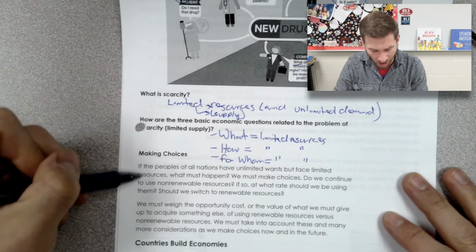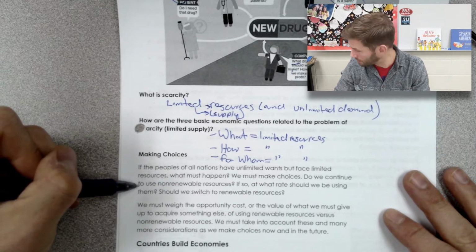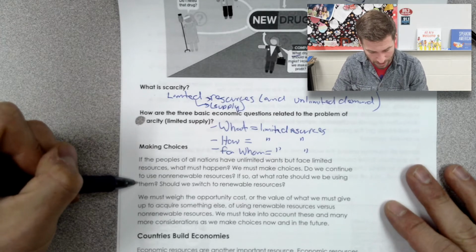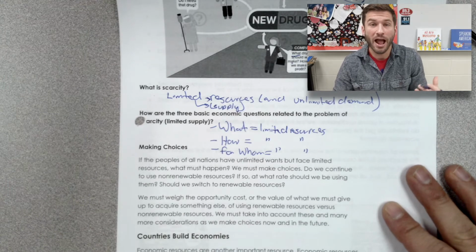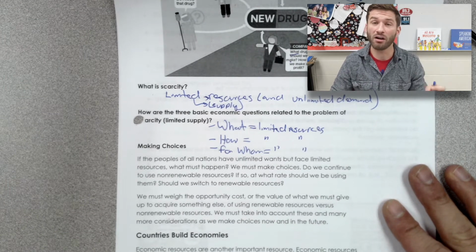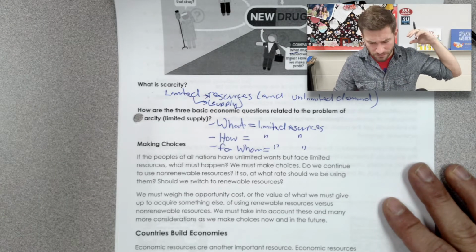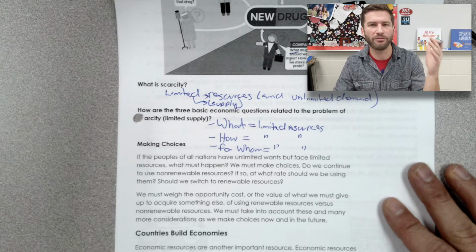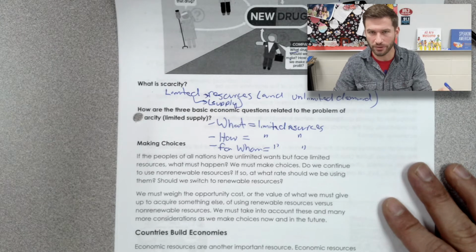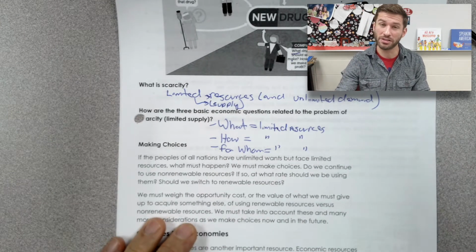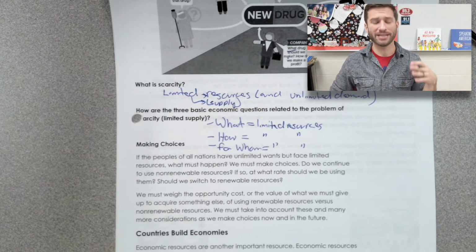If peoples of all nations have unlimited wants but face limited resources, what must happen? We must make choices. Do we continue to use non-renewable resources? If so, at what rate should we be using them? Should we switch to renewable resources? These are conversations that are taking place in our country right now today, right? You turn on the TV, you listen to what's happening in the news, and these conversations are taking place at a federal level and at a state level. What types of resources? How are we going to power our economy? Are we going to stick with fossil fuels and non-renewable resources? Or are we going to make a transition to alternative fuels and renewable resources? If we are, when are we going to do it? At what cost and how?